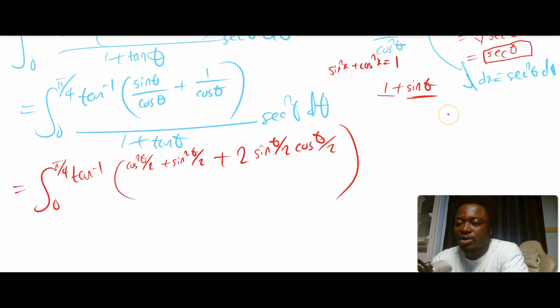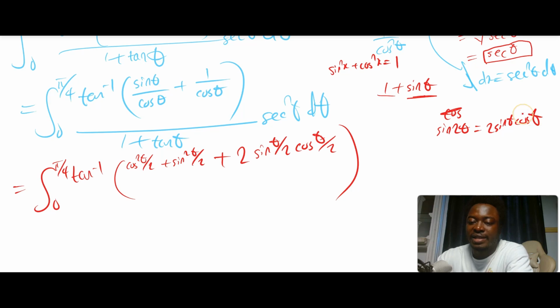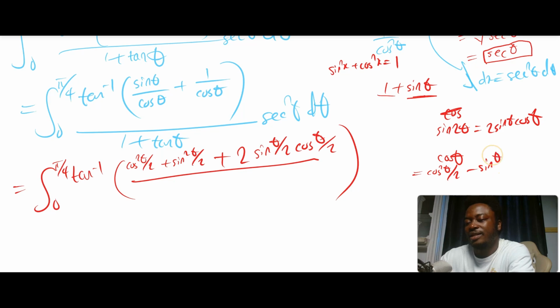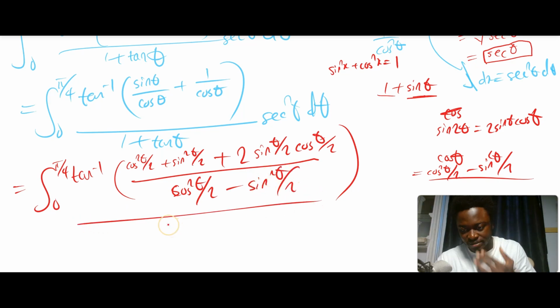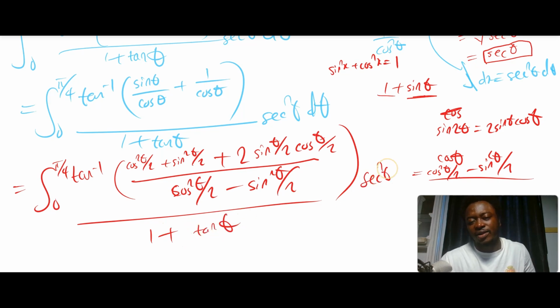Again, this time around we use the double angle formula, whereby sine of 2 theta is twice sine theta cosine theta, and everything is divided by, now instead of writing cosine theta, we can write this as cosine squared theta over 2 minus sine squared theta over 2. Again, this is the addition formula, so this will be cosine squared theta over 2 minus sine squared theta over 2, and everything is divided by what? Just 1 plus tan theta. And then here we still write secant squared theta d theta.